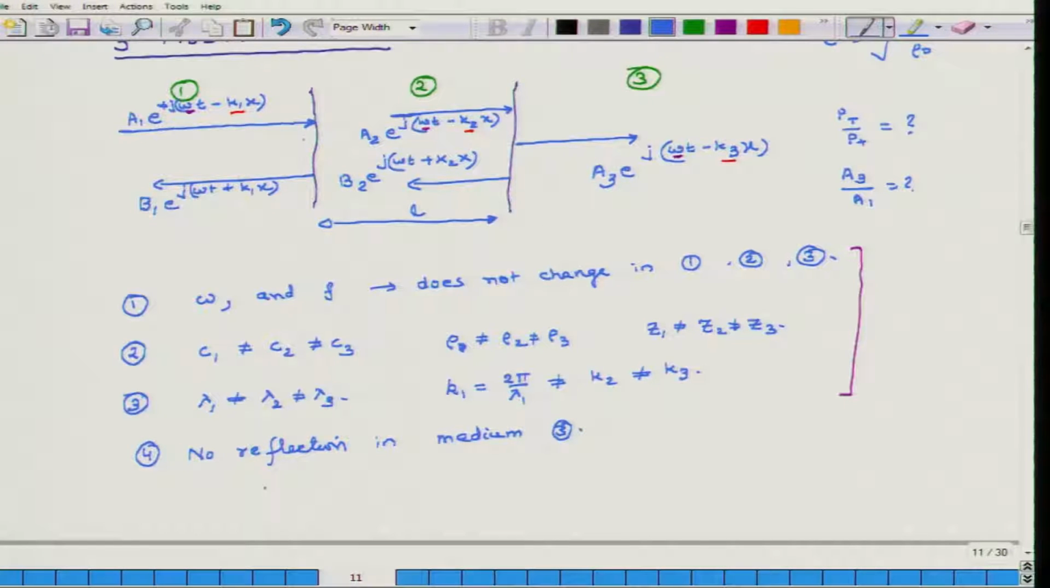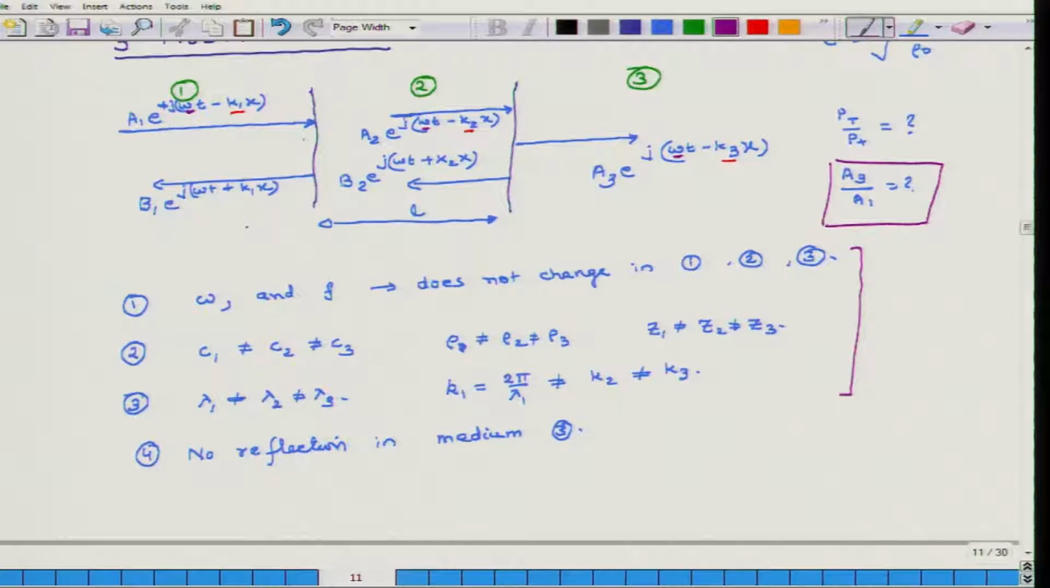Now, our aim, I will go back, is to find out, for starters, the ratio of A3 and A1. So, how do I do that? Once again we go back. This is again a one dimensional problem, all the waves are propagating in one direction, planar waves. So, we once again go back and use transmission line equations. We will get two transmission line equations corresponding to medium 1, two equations from the second, and two equations from the third medium.